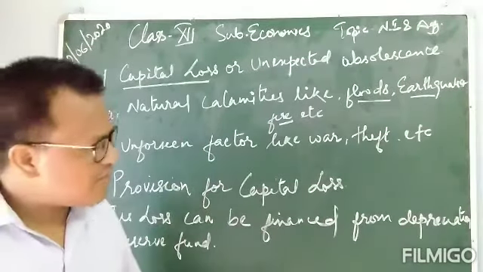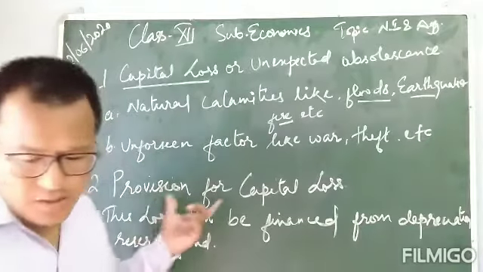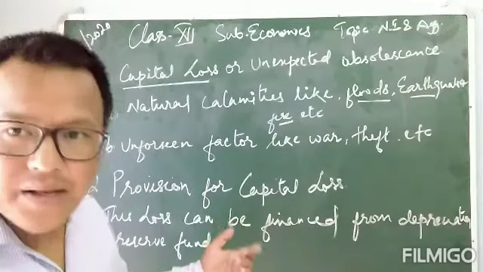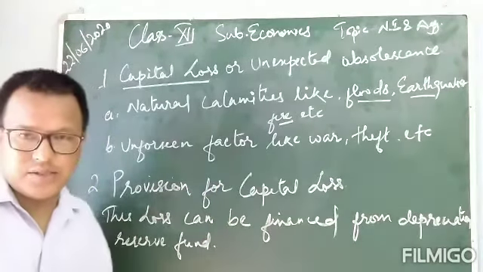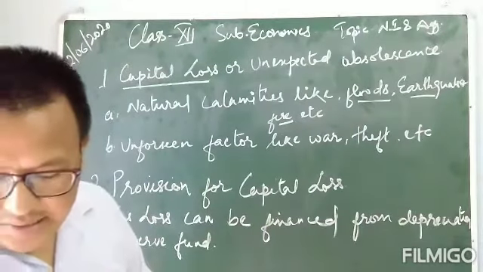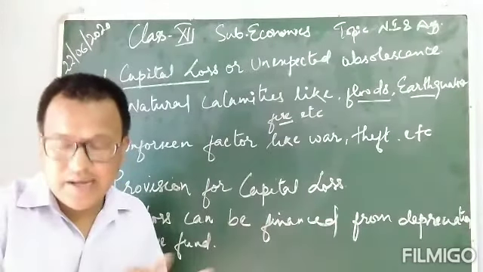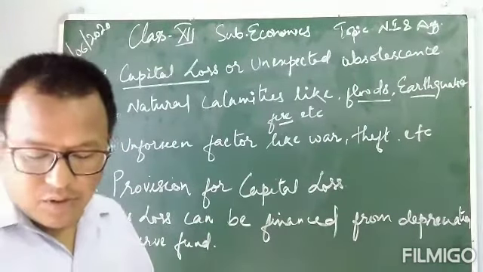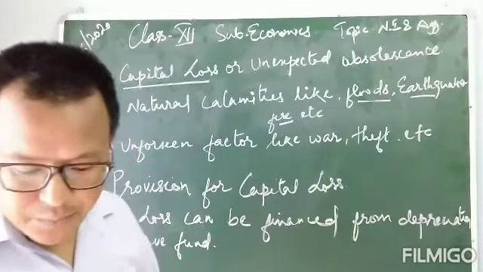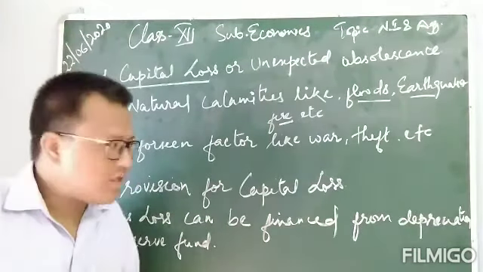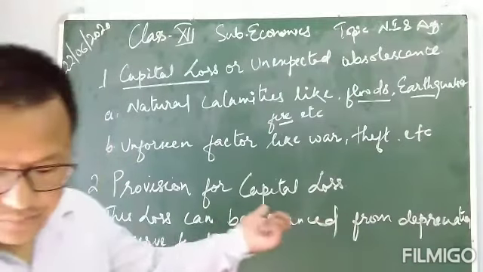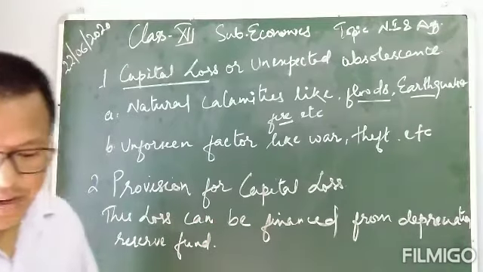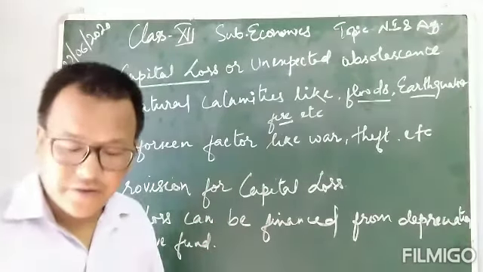The second thing we can say is that the provision for capital loss is insurance, and getting things insured against unexpected obsolescence provides the provision for the capital loss.